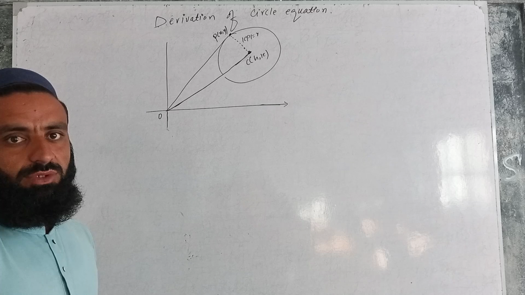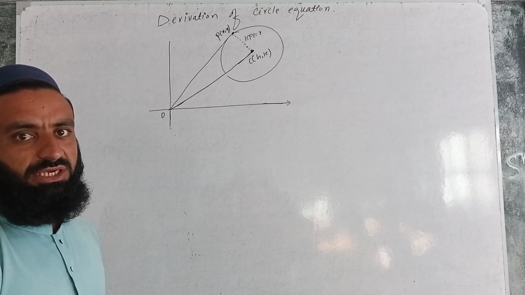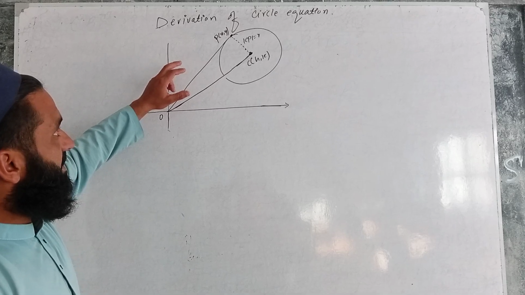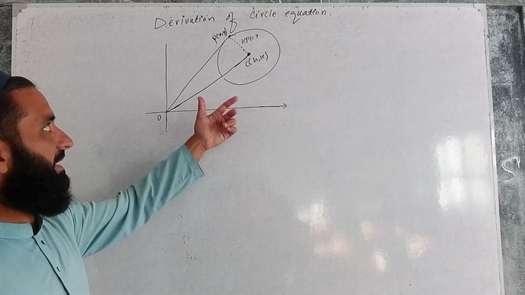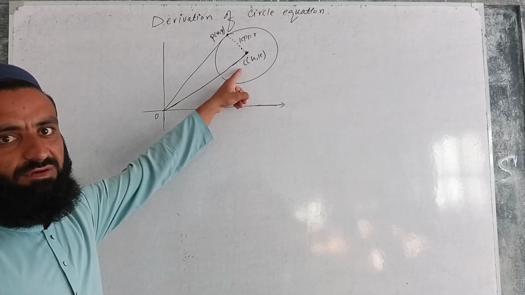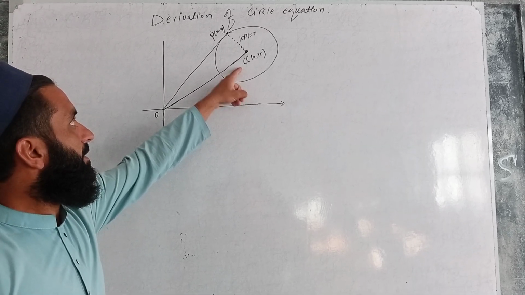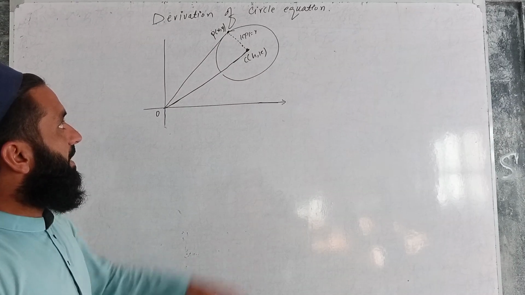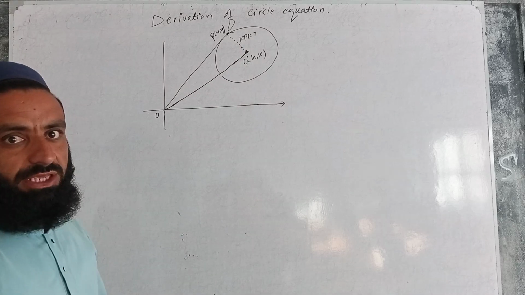Today I am going to derive a standard form of a circle equation. For this, let us suppose that we have a circle in which C(h, k) is the center of the given circle. P is any point on the circumference of the circle, and r is the radius of the given circle.